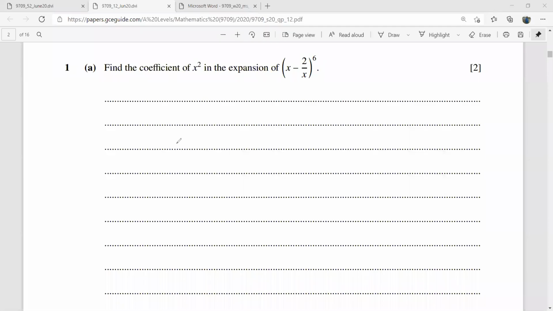Okay, Bismillahirrahmanirrahim. June 2020, paper 12. Let's start this. It says find the coefficient of x squared in the expansion of this.